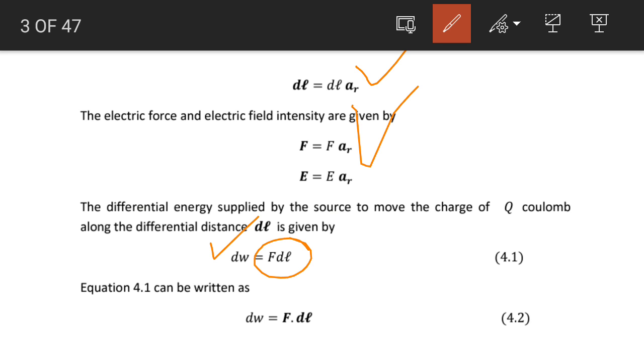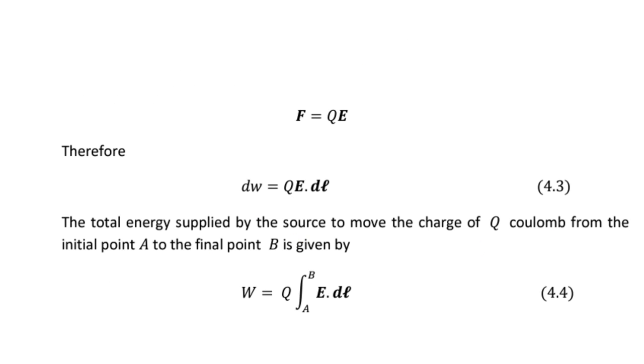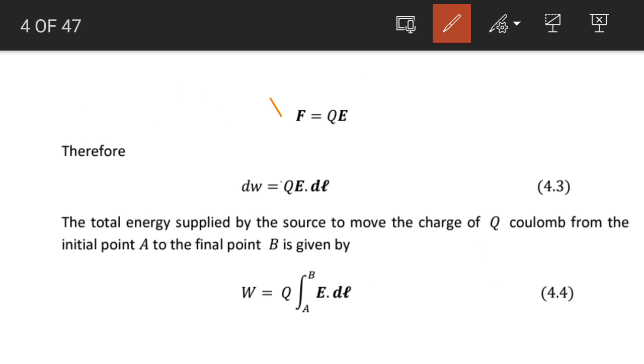So the simple product on the right hand side of equation number 4.1 can be replaced by the scalar product. Why? Because AR dot AR is 1, and F dot dl will be equal to F dl. So we know that this force will be equal to QE. So we put the value of the force. So the differential energy which is required to move this charge of Q Coulomb along the differential distance dl will be equal to QE dot dl.